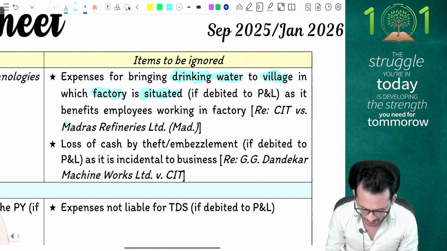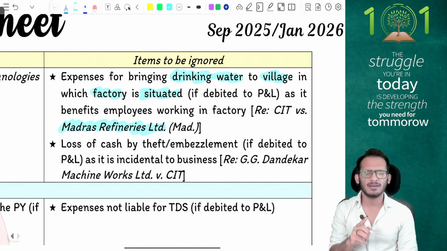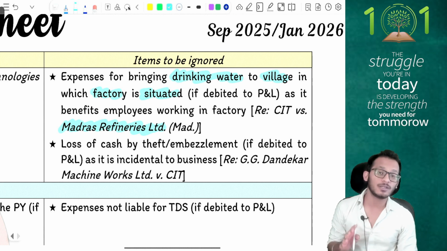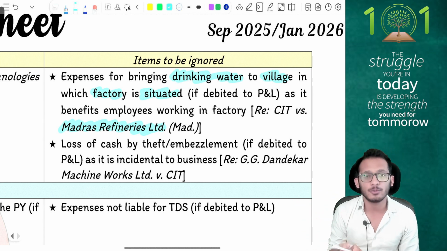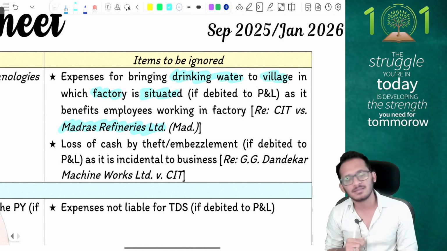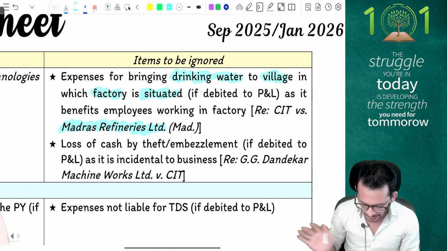Yes, this was clarified in Madras Refineries Limited, where Madras Refineries Limited were able to prove to the tax authorities that when I brought the drinking water to the village, it was also benefiting my own employees and therefore it became a business expense. It is no more a donation or a CSR expense, claimable as a deduction.